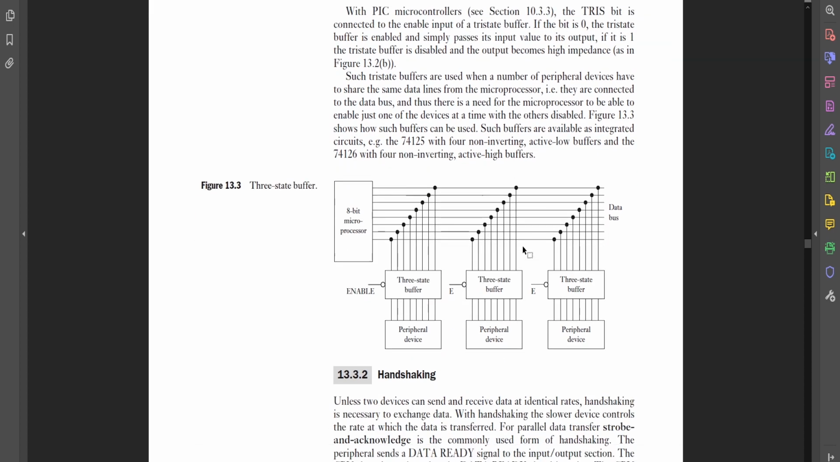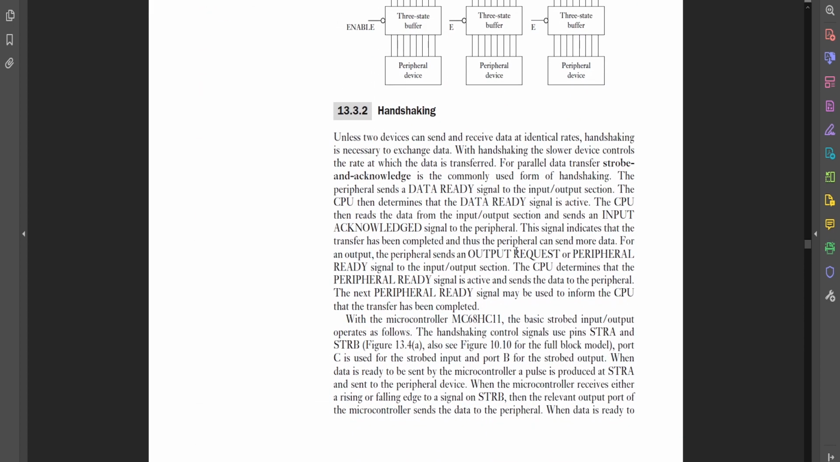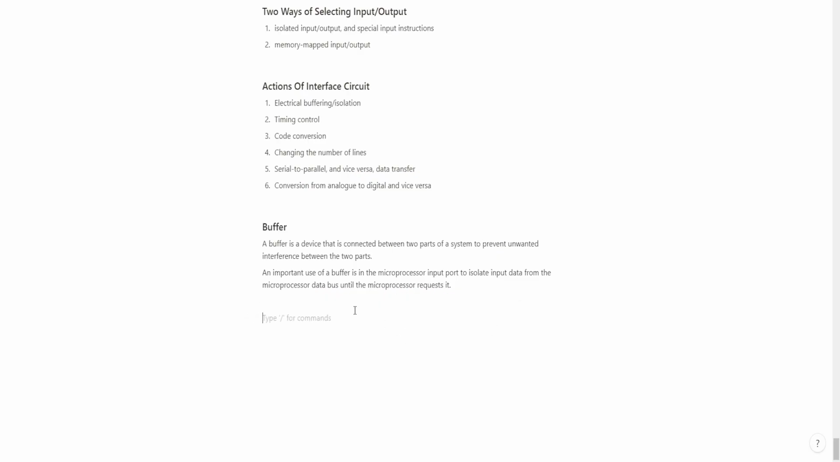Alright, handshaking. Unless two devices can send and receive data at identical rates, handshaking is necessary to exchange data. With handshaking, the slower device controls the rate at which the data is transferred. Okay, that's cool. I'll just put that there and leave it at that, because then you can see it gets a bit more complicated. Another way of putting this is that I just want the 5-year-old definition. Give me the 5-year-old definition. Which would be pretty cool.